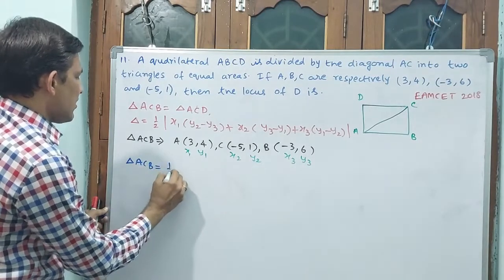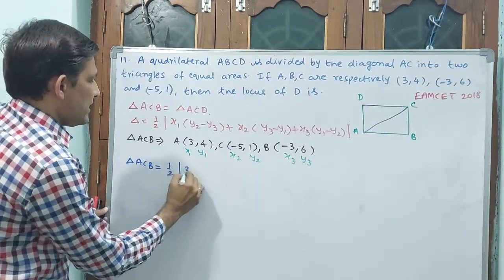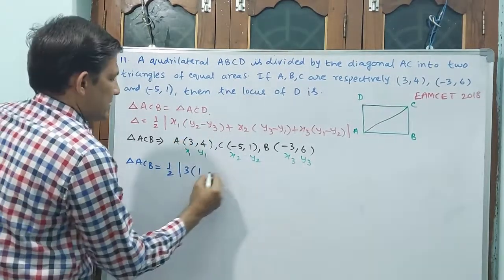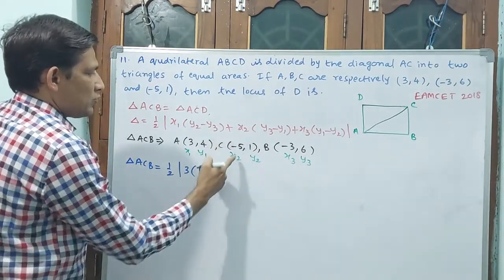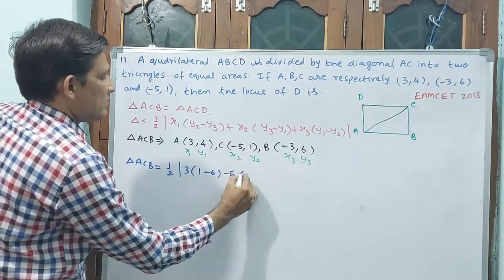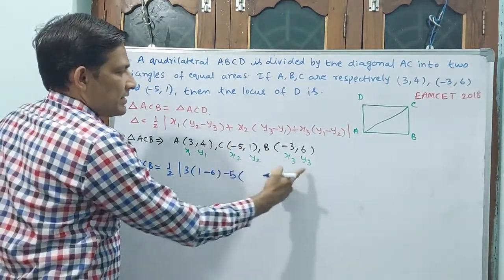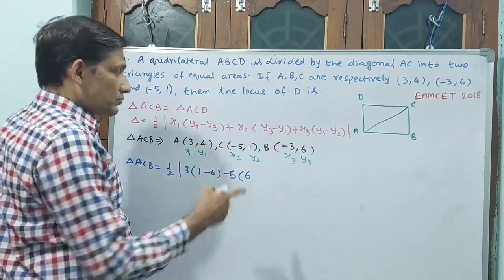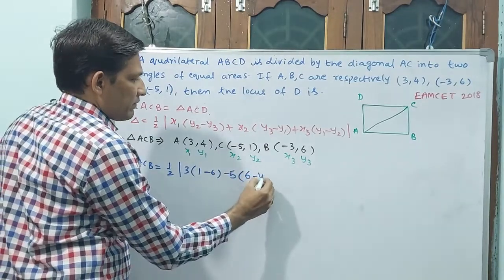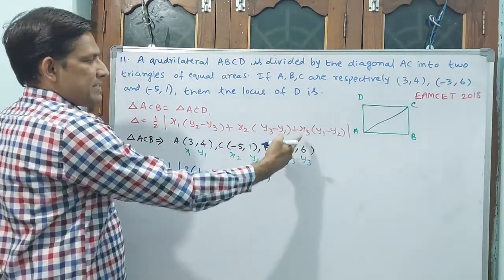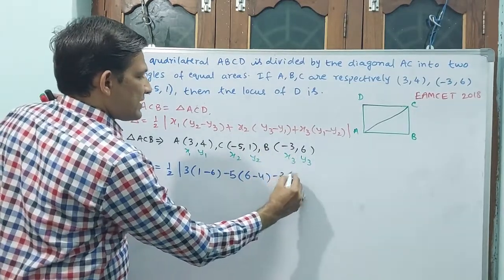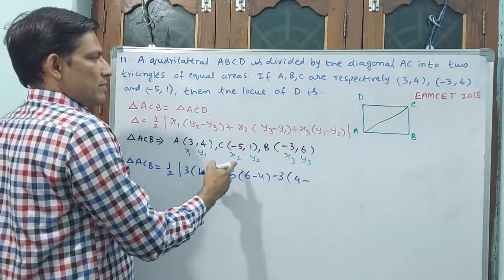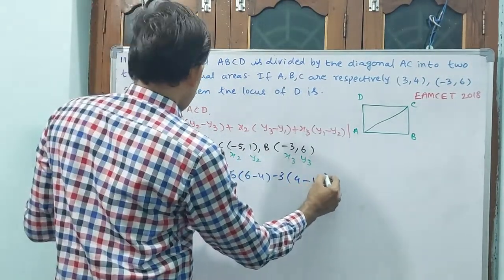Delta ACB is equal to half modulus of x1, which is 3, into y2 which is 1, minus y3 which is 6, plus x2. Since x2 is negative, you keep minus 5 into y3, y3 is 6, minus y1, y1 is 4. Plus x3, x3 is minus 3, that is why you keep minus 3, into y1, which is 4, minus y2, y2 is 1. Then close the modulus.